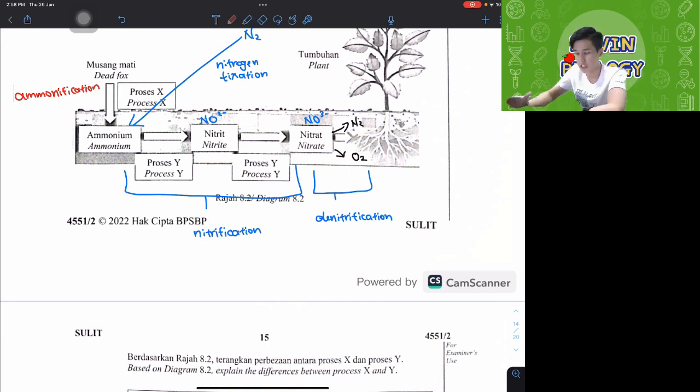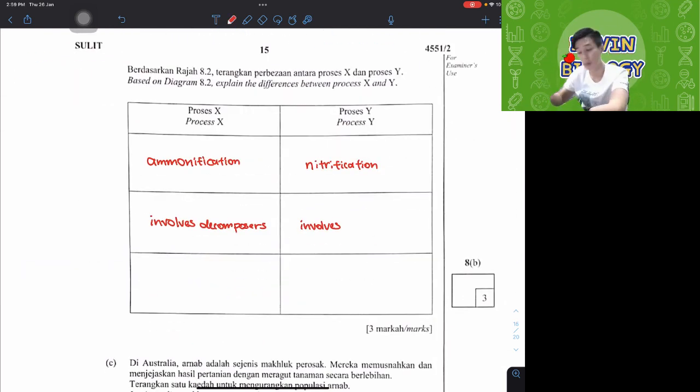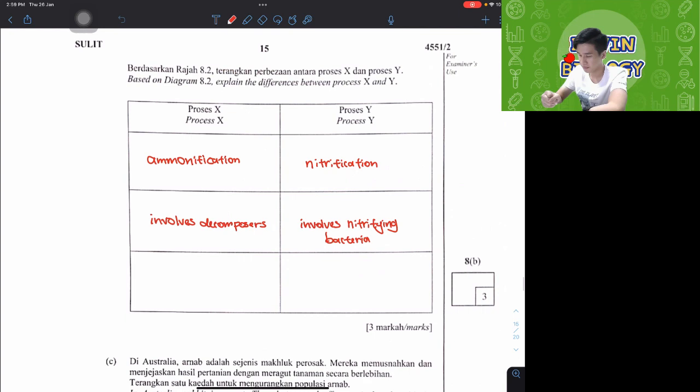Or you want to name the specific bacteria. Nitrobacter. So how do you remember these two? Nitrosomonas is always the first one. Nitrobacter is behind, the second one. But these two bacteria are commonly known as nitrifying bacteria.